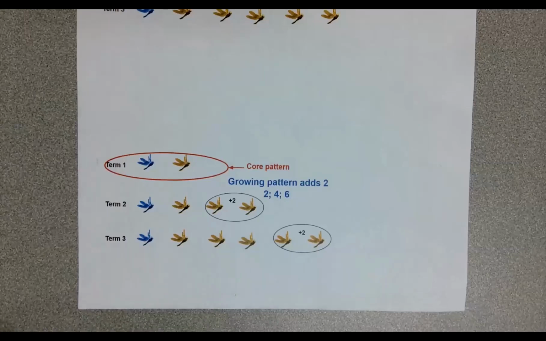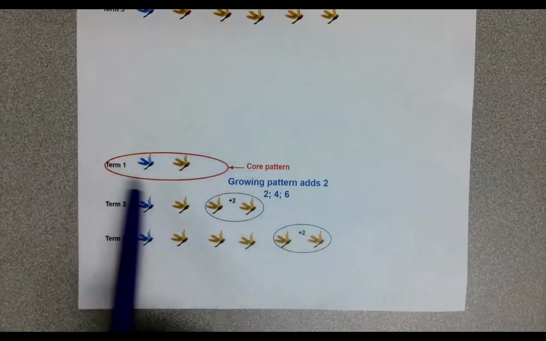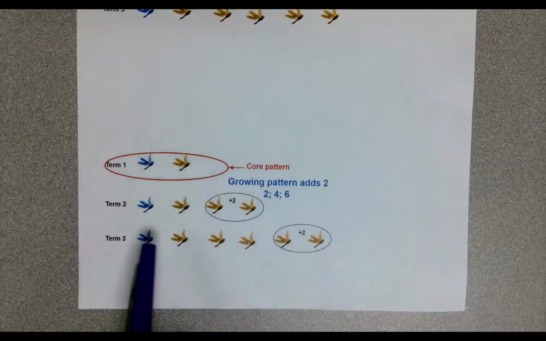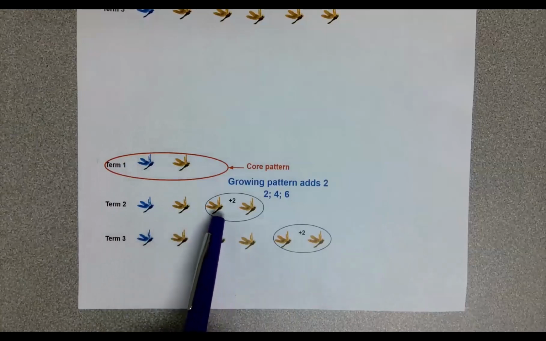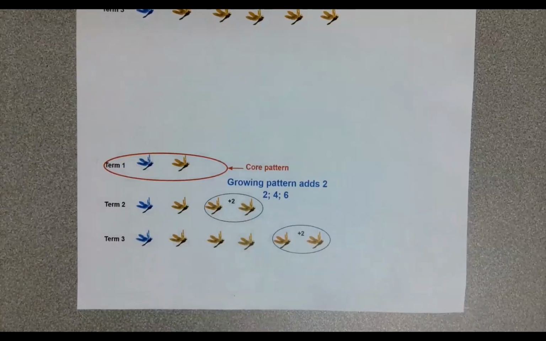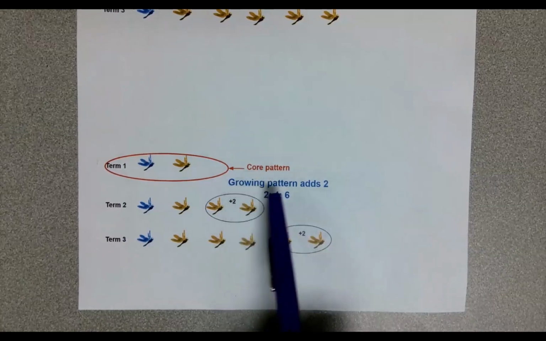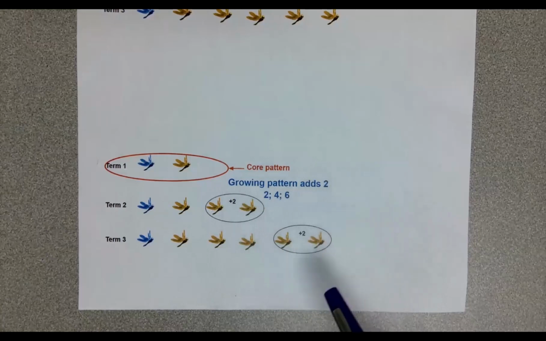Here is an example from the lesson, as I said, that clearly shows what is happening in the problem. This was our core pattern, which was the first term. There's a blue dragonfly and then a brown one. And then we notice what happens is that 2 brown ones are added. And then for term 3, 2 more brown ones were added. So the growing pattern adds 2.